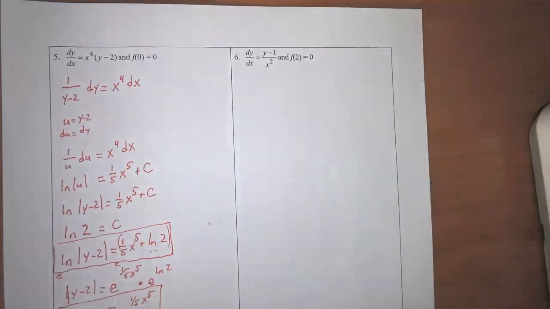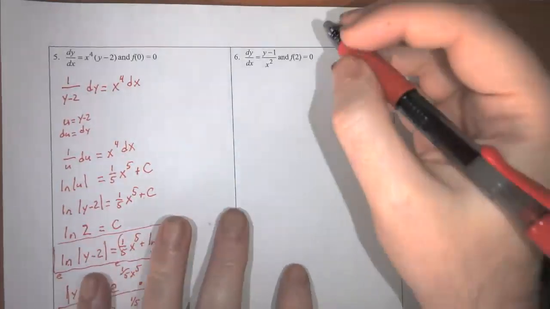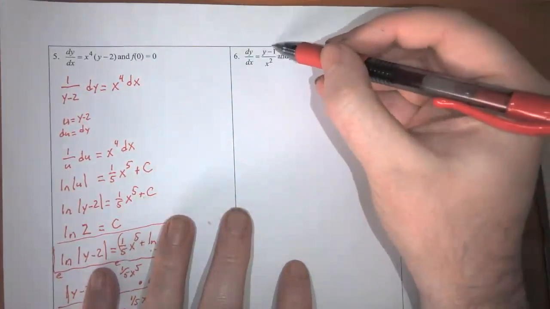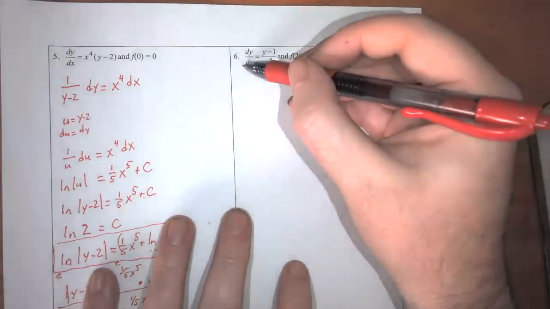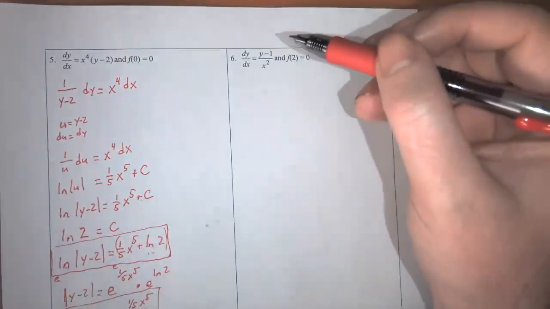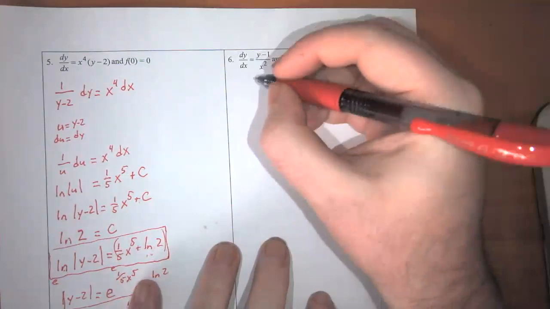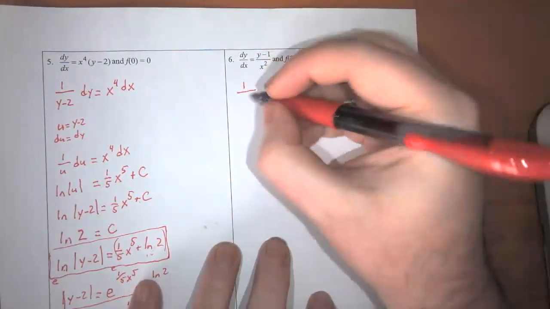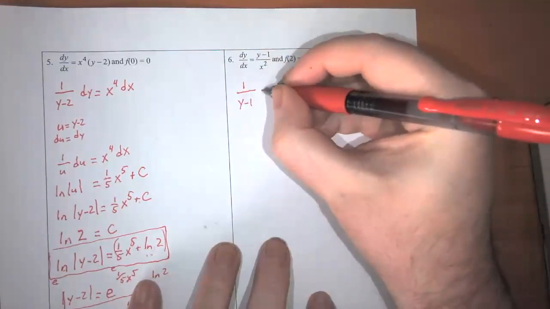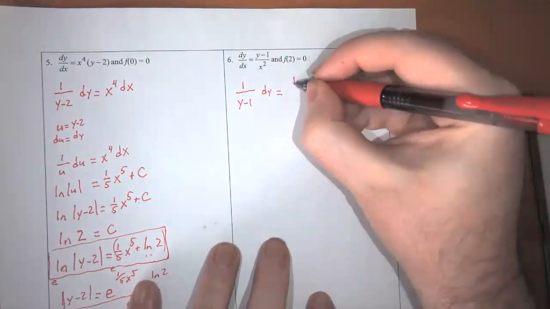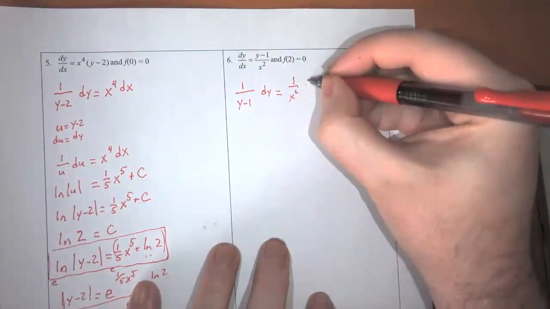So once again, we're going to separate our equations, getting all of the y's on one side of the equation, all of the x's on the other. So I need to divide both sides by y minus 1 to get the y minus 1 over to this side, and I need to multiply both sides by dx to get the x's over to the right-hand side. Once again, when I do that, that's going to get me to 1 over y minus 1 dy is equal to 1 over x squared dx.